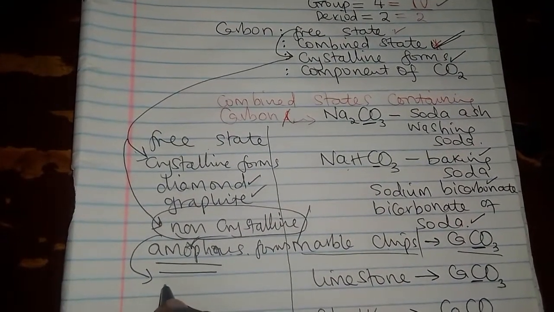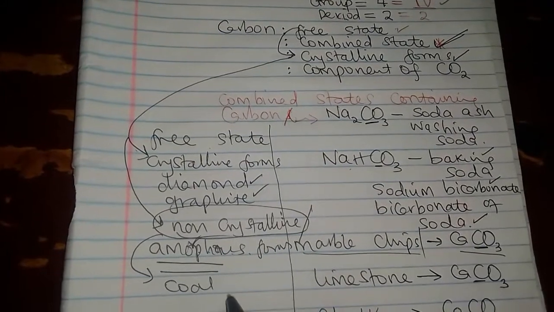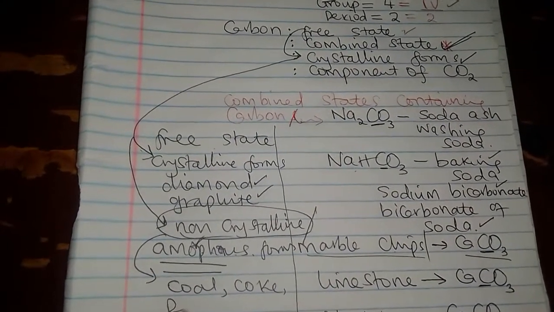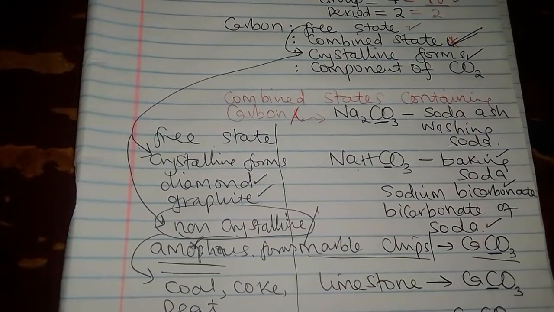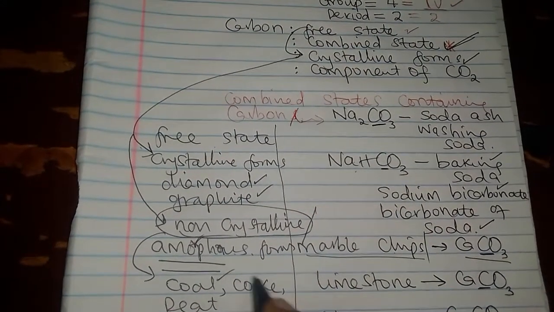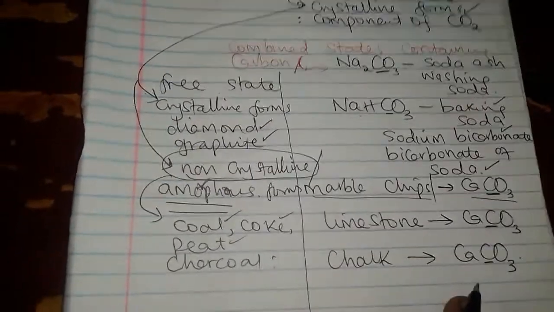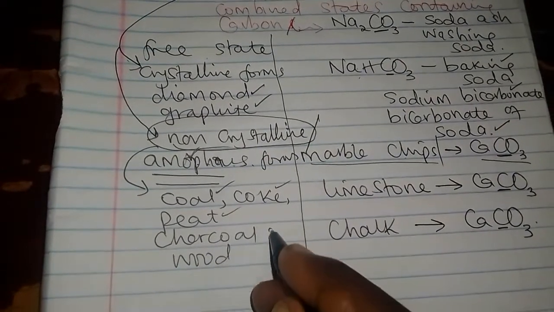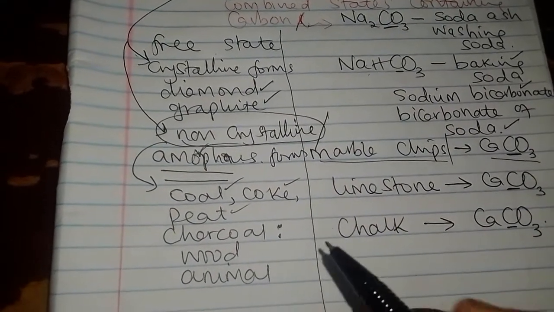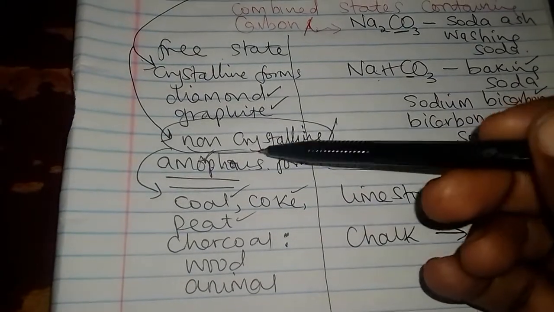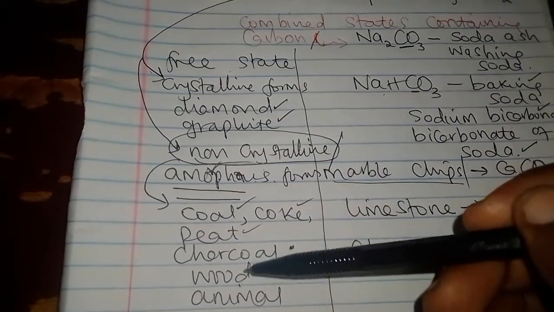We have examples that may include the following. We have coal, we have coke, we have peat. These are just examples of what we call the non-crystalline, the irregular, the amorphous forms of carbon. So you have coal, coke, peat, we have charcoal. And this charcoal can be either wood charcoal or animal charcoal. Good. Coal, coke, peat, charcoal.